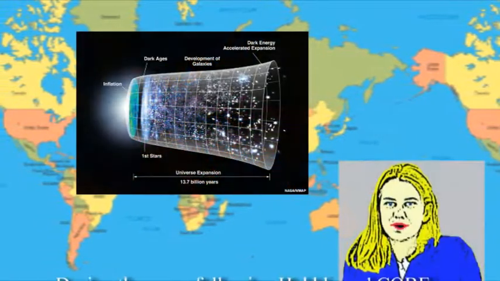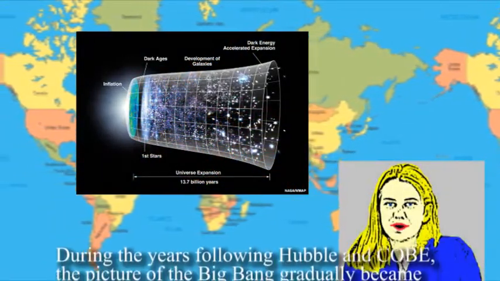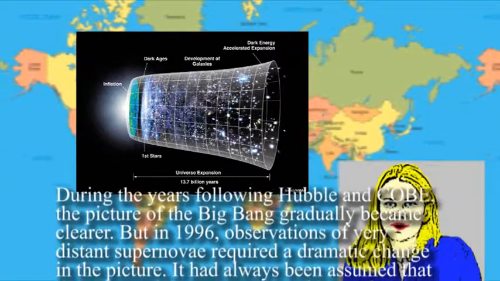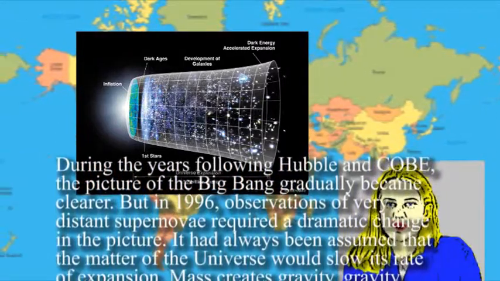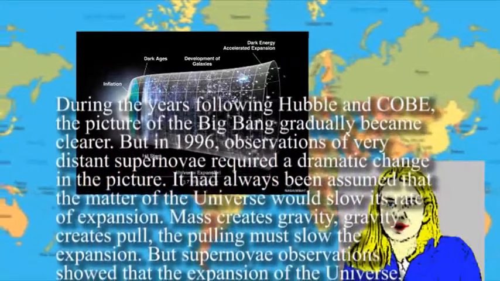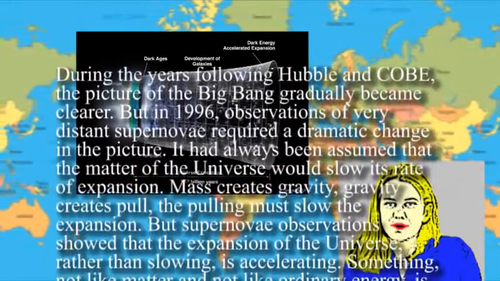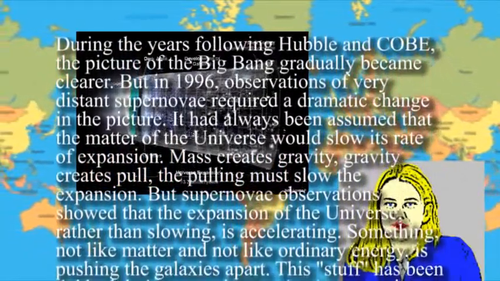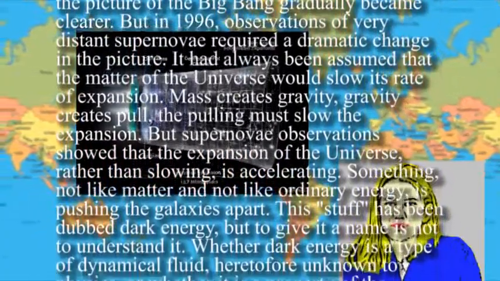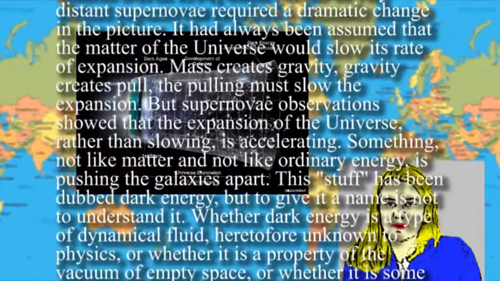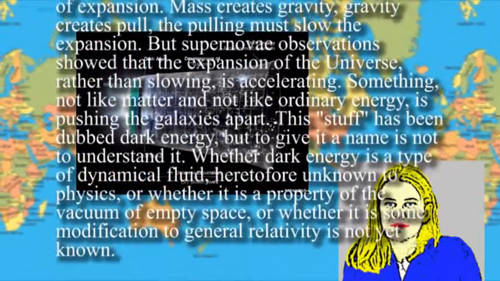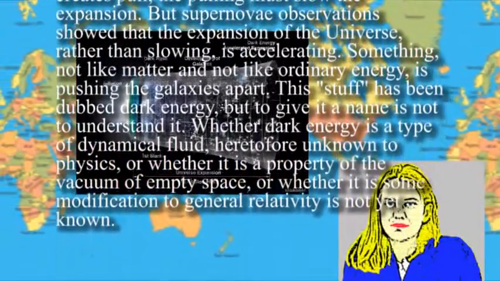During the years following Hubble and COBE, the picture of the Big Bang gradually became clearer. But in 1996, observations of very distant supernovae required a dramatic change in the picture. It had always been assumed that the matter of the universe would slow its rate of expansion. Mass creates gravity, gravity creates pull, the pulling must slow the expansion. But supernovae observations showed that the expansion of the universe, rather than slowing, is accelerating. Something, not like matter and not like ordinary energy, is pushing the galaxies apart.